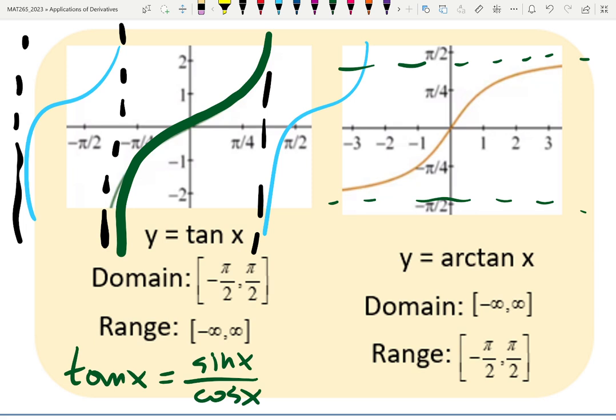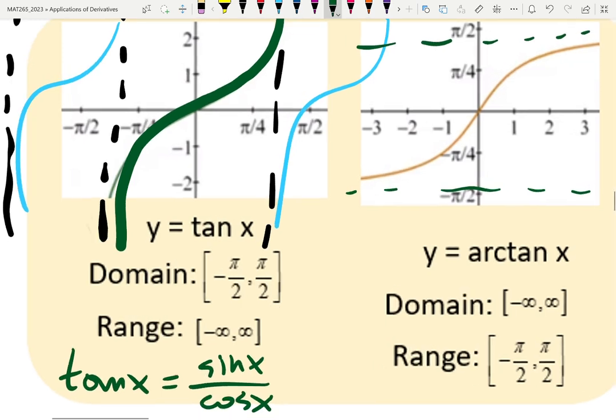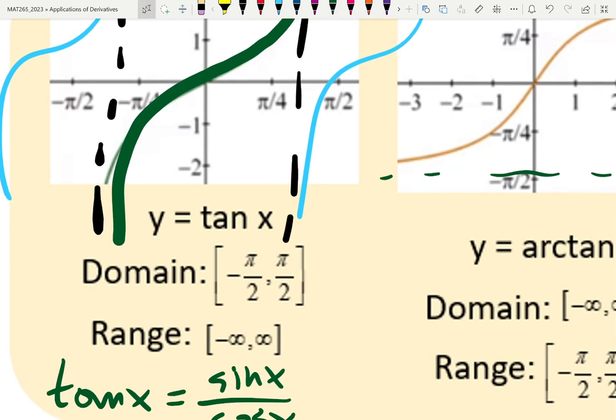Yeah? In the domain for tan x, it's given in square brackets, but aren't there asymptotes? Very good point. Do you think we should include these or not? No. We should not. Oh, actually, now you reminded me. I have it in my notes here that this table is wrong.